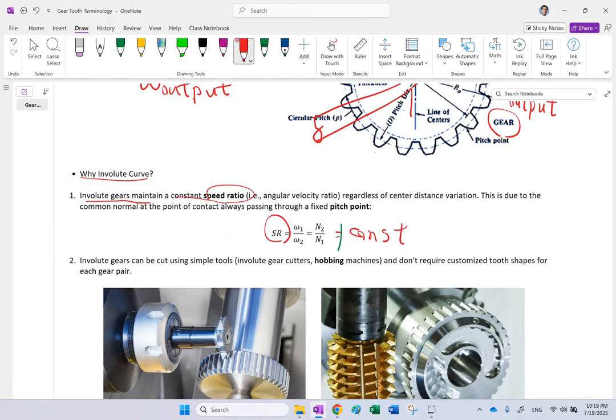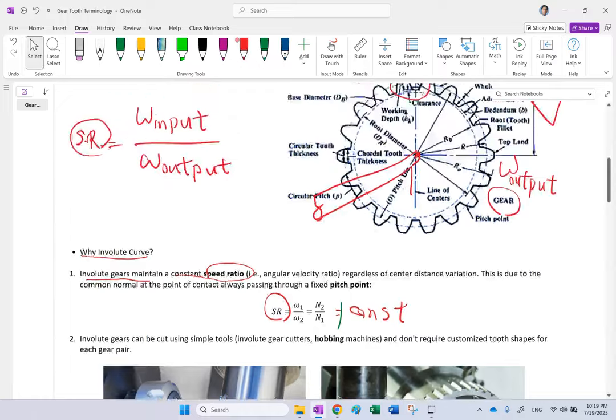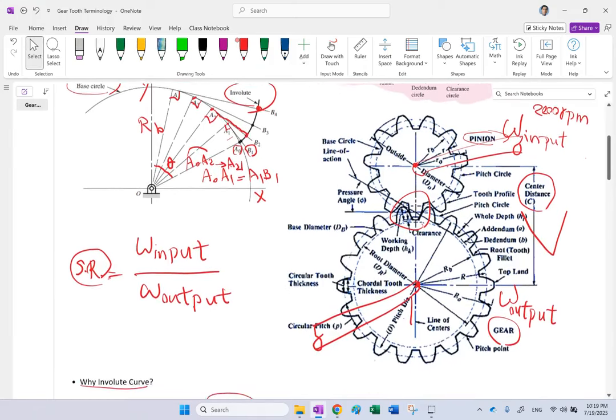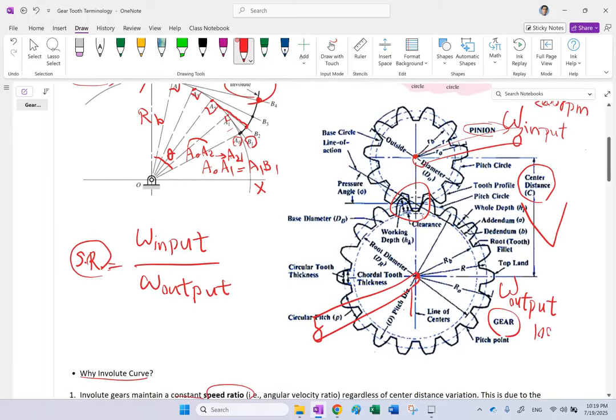Why? Let's say you have a gearbox, and your gearbox has an input of, for instance, in this case, 2000 RPM, and the number of teeth out is twice the number of teeth in. So this one should be like 1000 RPM.